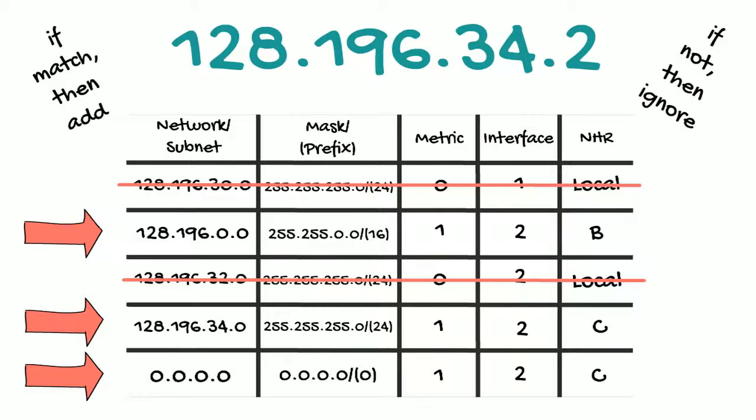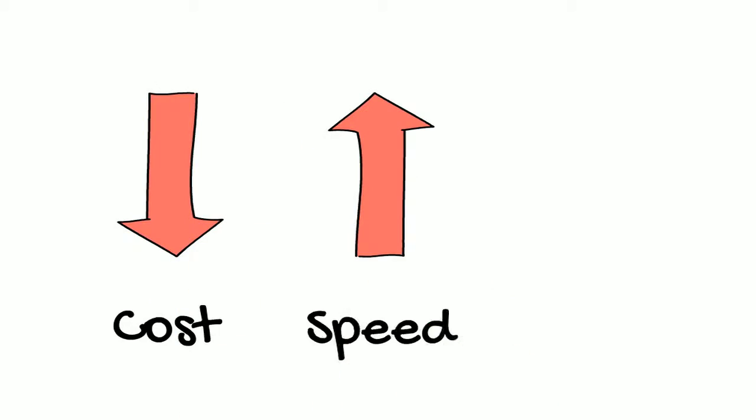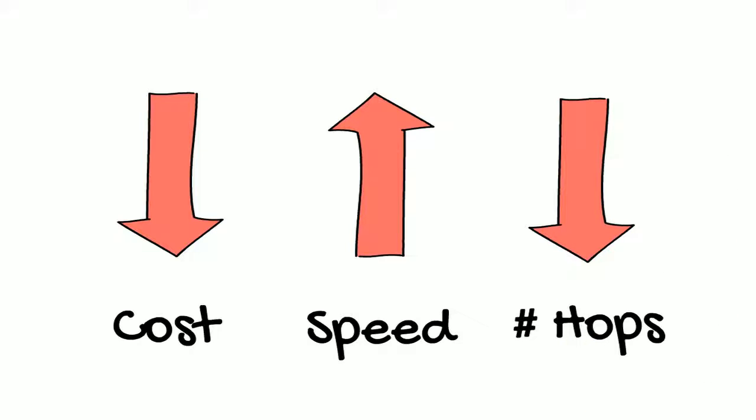But because there were multiple matches besides the default row, the router will next examine the length of the matches. The row with the longest matching network/subnet address is selected. In our table, network 4 is the longest match, and therefore it is selected. This means that the information will be sent to the next hop router C. If there had been multiple matches of the same length, the router would select the row with the best metric, meaning the lowest cost, highest speed, or fewest number of hops between routers.